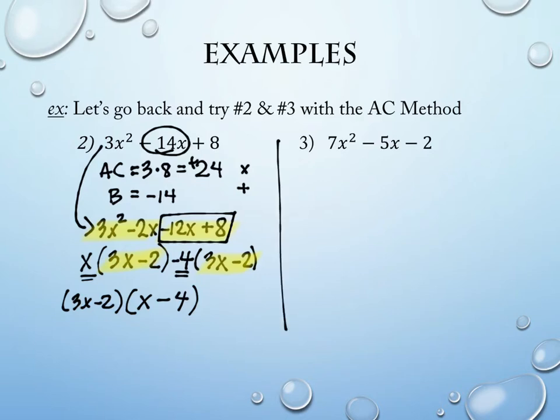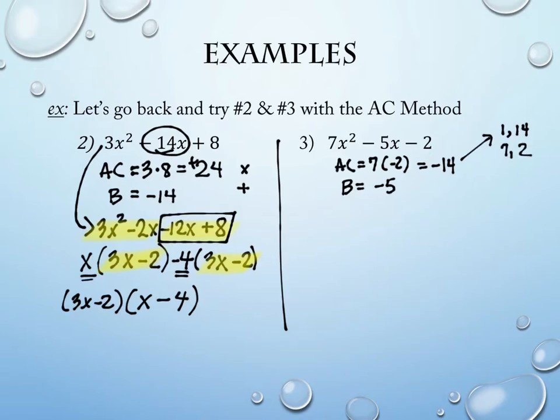We're going to try it again over here. So a times c, a is 7, and c is negative 2, means I get a negative 14. The b value in the middle is negative 5. So negative 14 only has two choices. It's 1 and 14 or what? Seven and 2. Thank you so much.